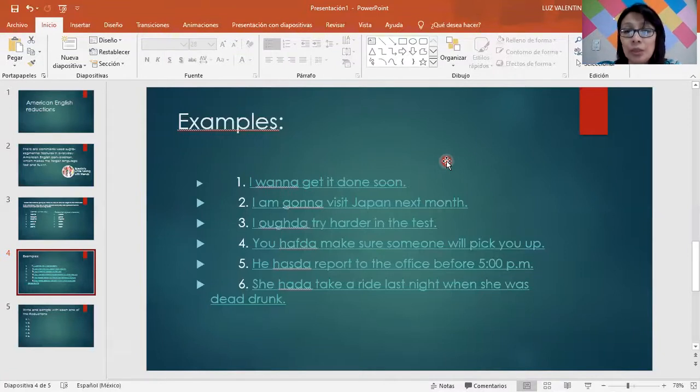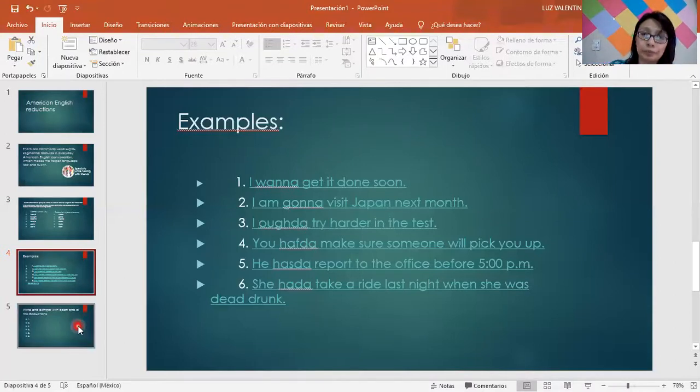He hasta report to the office before 5 p.m. Instead of, he has to report to the office before 5 p.m. She hadda take a ride last night when she was dead drunk. Instead of, she had to take a ride last night when she was dead drunk.